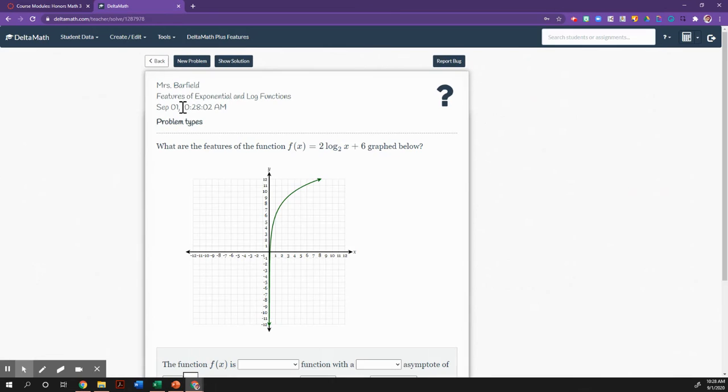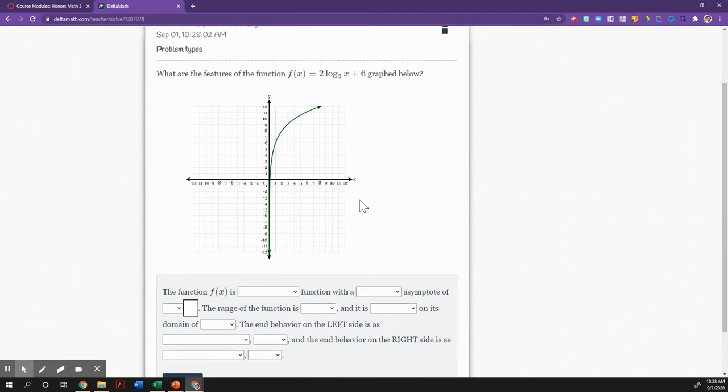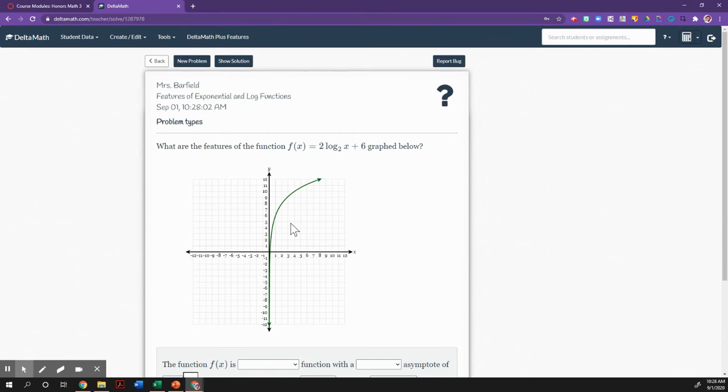So when you go into this first one, and it says right here, what are the features of the function f of x equals 2 log? If you see that, you need to skip the problem. I don't even want you to look at it. I want you to skip it. So up here, on the student side, I think it says give up. I need you to give up and keep going.